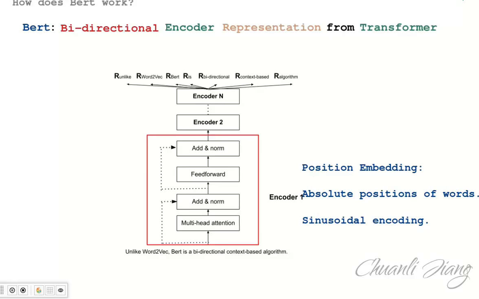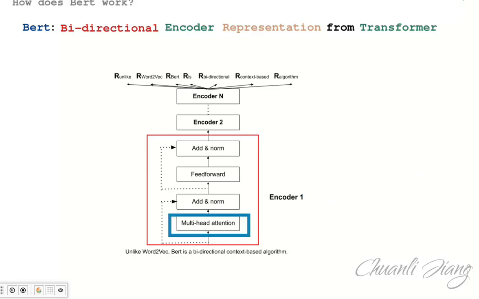An improvement seen in some GPT models, like Llama, is the use of more advanced position embeddings, such as rotary position embeddings, RoPE. Within the encoder, BERT uses a multi-head attention mechanism to calculate the attention weights of each word in relation to the entire sequence.